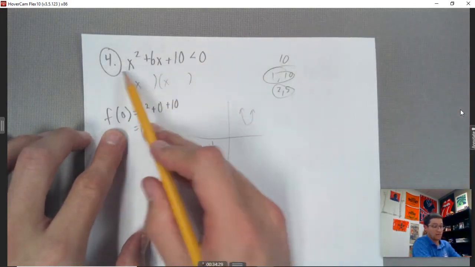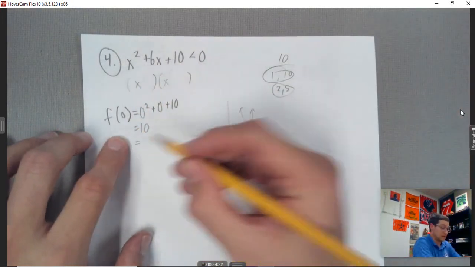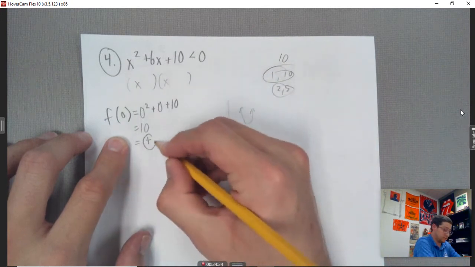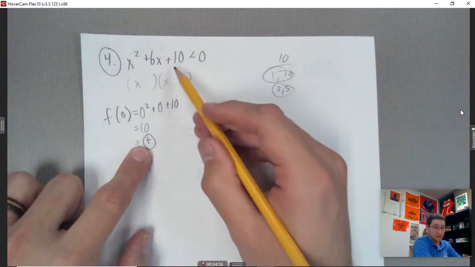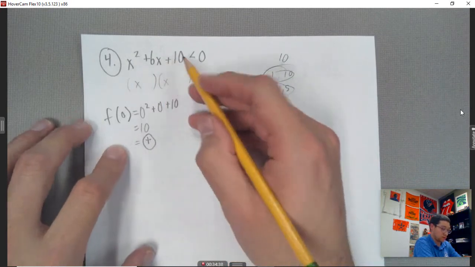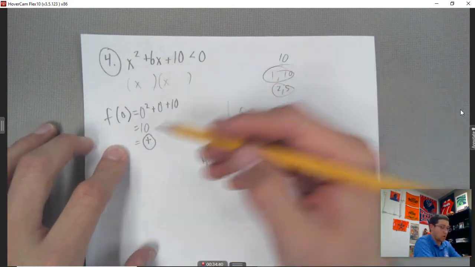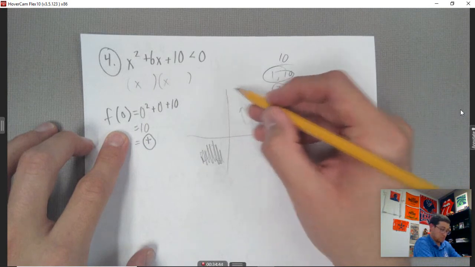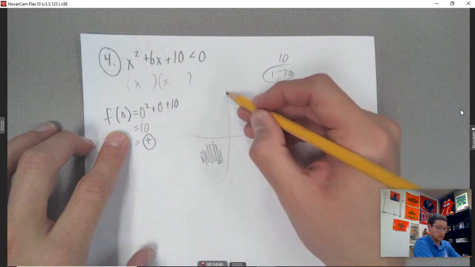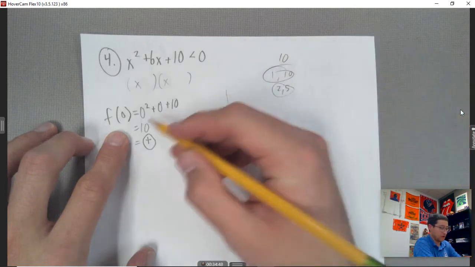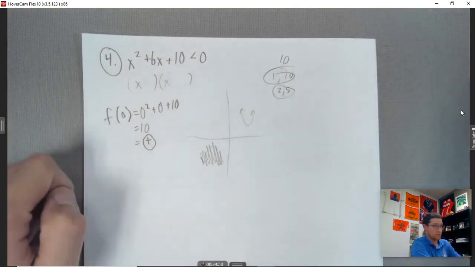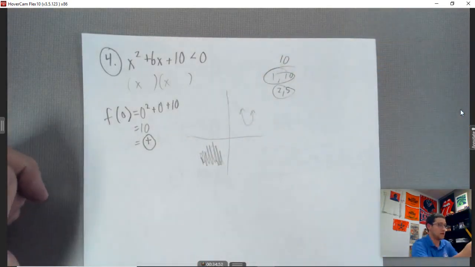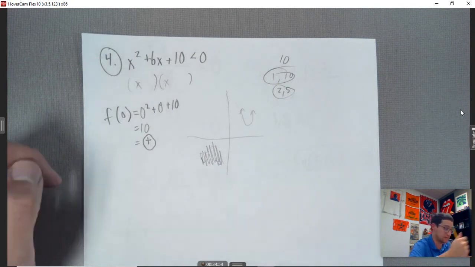So whatever this is, let's just say this is a positive number. 10 is greater than 0. So what we just found is that at 0 it equals 10. If we were to extend it, it would be like up here. At x equals 0, my value is 10. So it's positive. I know that it is entirely positive because of this.